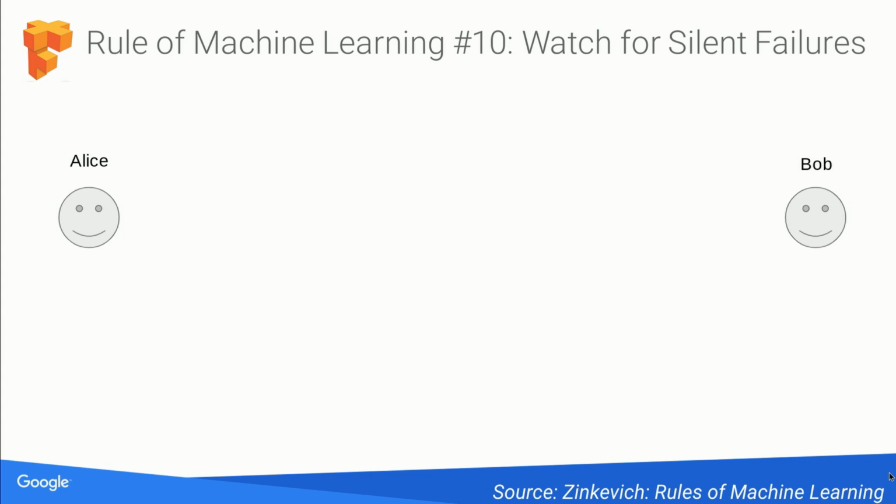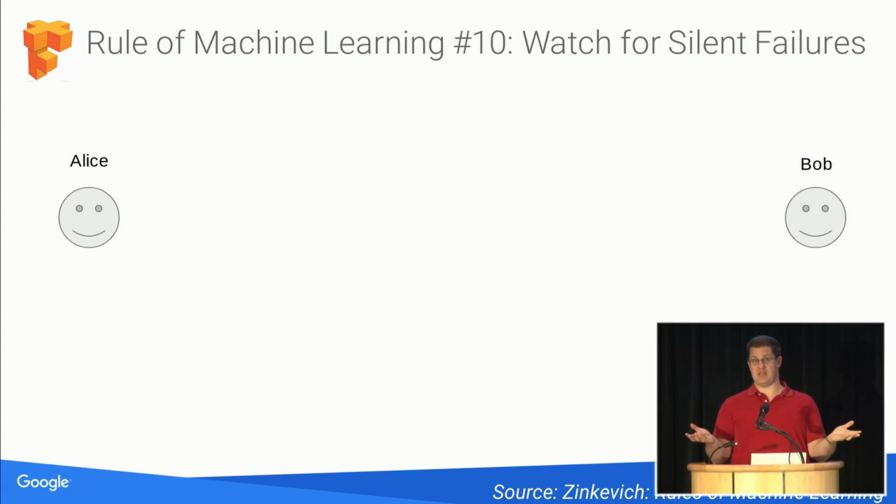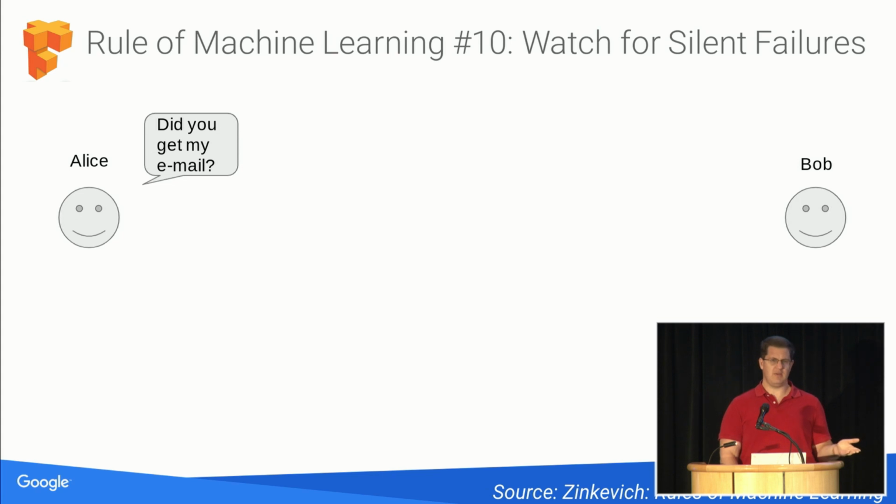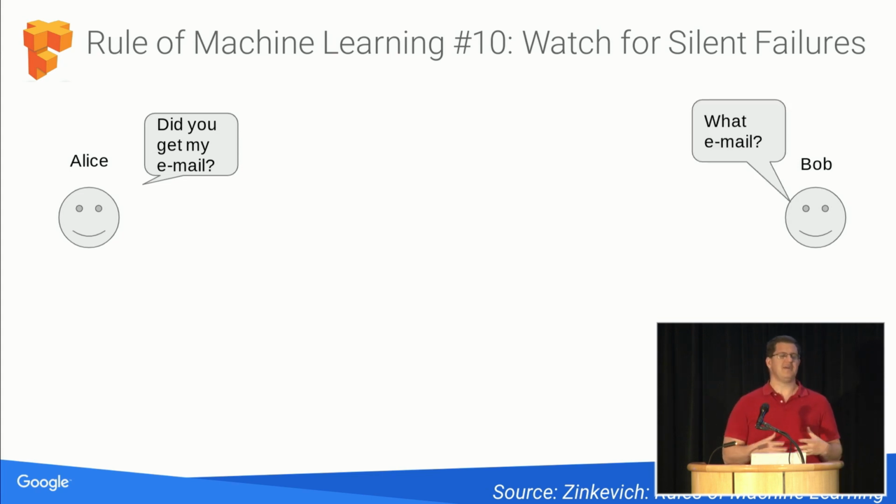So imagine you're in a very different world and you're building an email system, right? One of your users sends an email to another user, but it vanishes into the ether. So what happens? Well, Alice asks, hey, did you get my email? And then Bob replies, what email? And then they actually figure out that your system is broken, they complain to you, and it gets fixed.